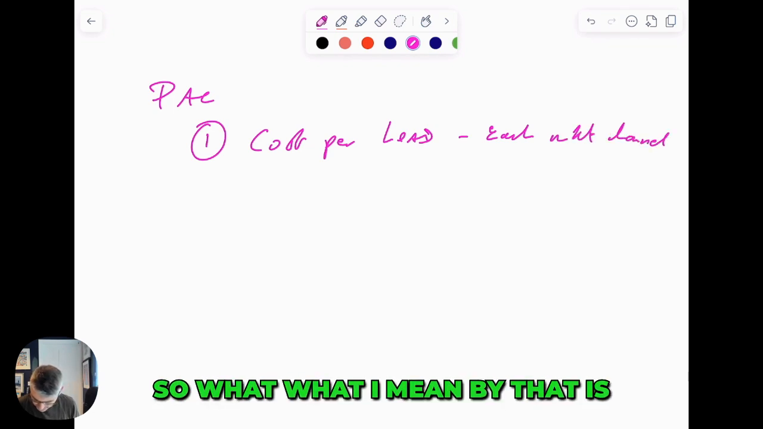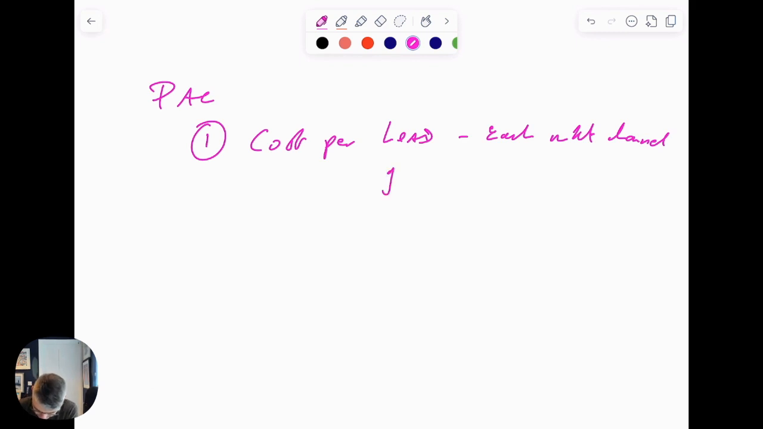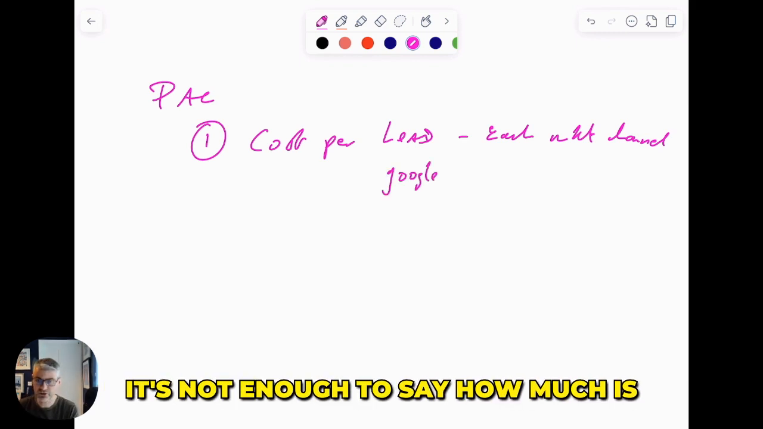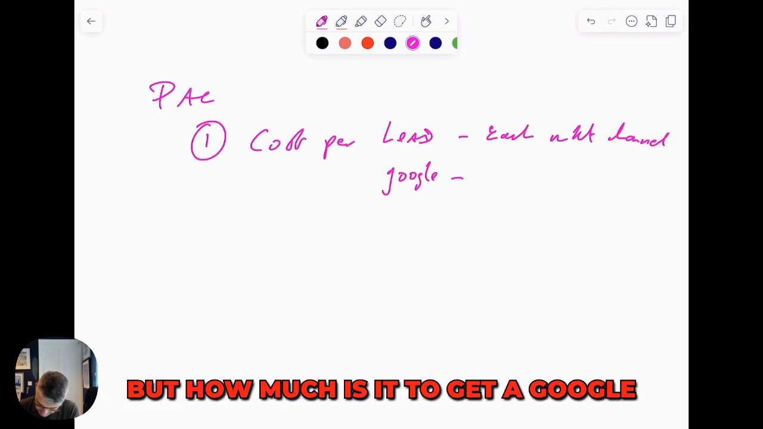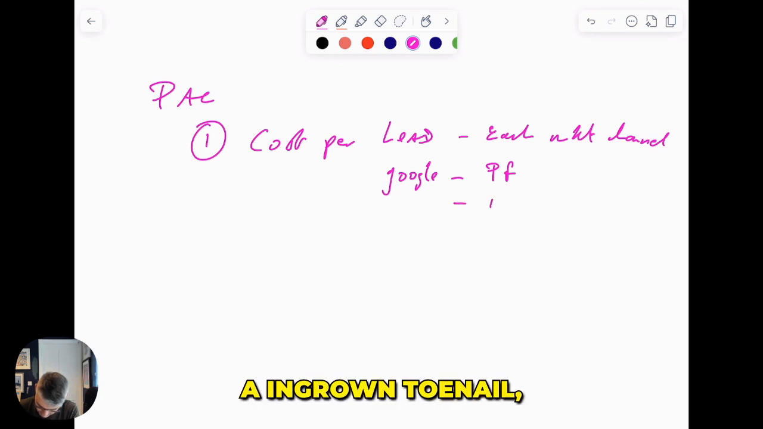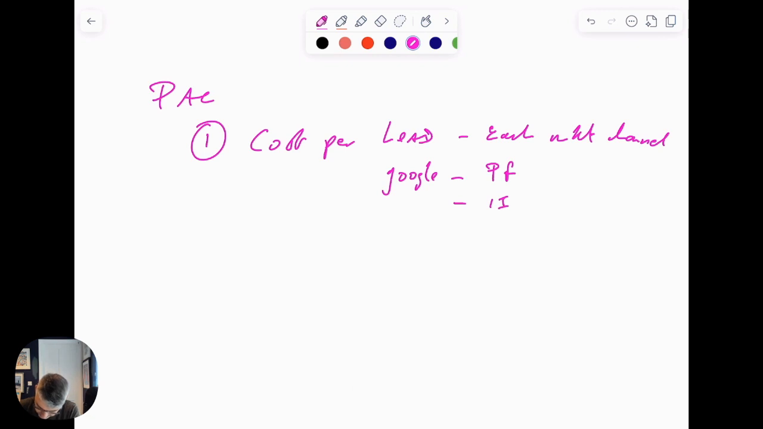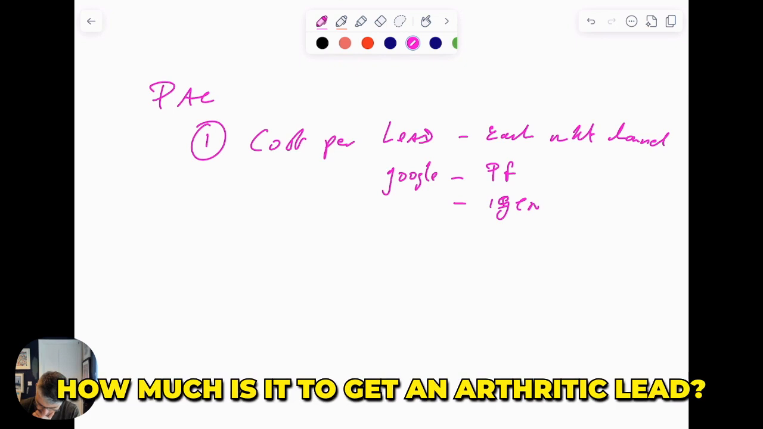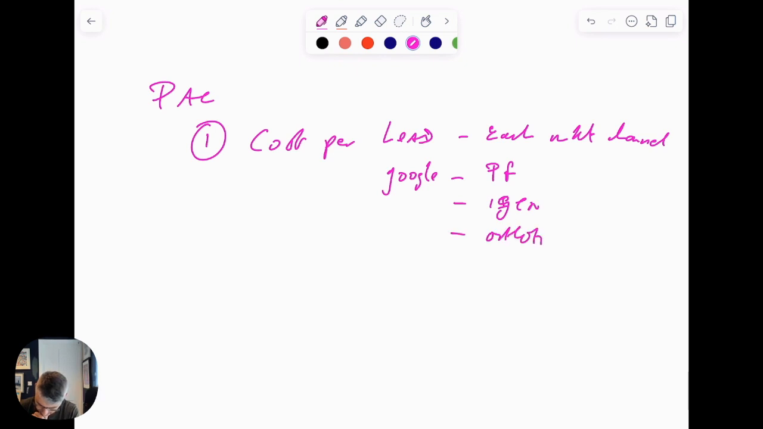So what I mean by that is, if you're running Google, it's not enough to say how much is it to get a Google lead, but how much is it to get a Google plantar fascia lead? How much is it to get an ingrown toenail lead? How much is it to get an orthotic lead?